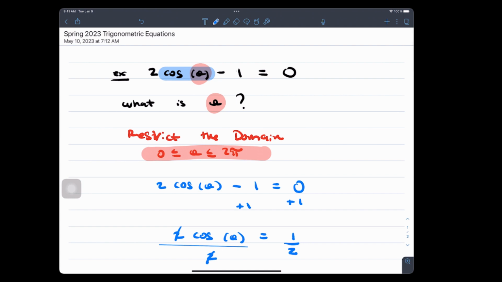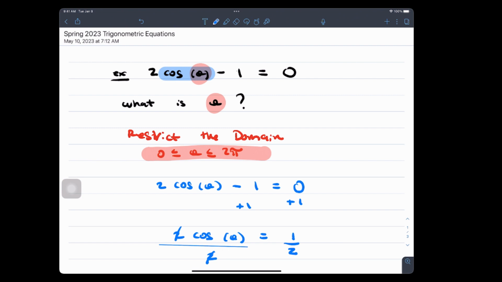We're solving trig equations this morning. And we got 2 cosine theta minus 1 equals 0 as the first example. We want to answer: where are the thetas, what is the angle theta? So we're going to start by restricting our domain from 0 to 2 pi. That's 0 to 360 degrees.